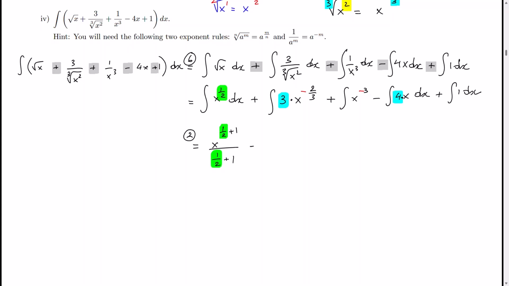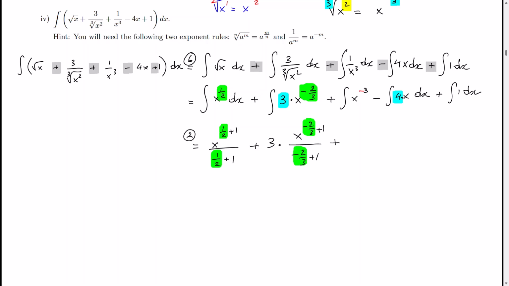Now the 3, supposedly, I took it outside, and now I'm just looking at x to the negative 2/3. Again, it's going to be a fraction with the existing power, which is negative 2/3, and we need to add 1 to it, and we divide by the same exact quantity. It used to be negative 2/3 in the exponent. We are going to do the same thing that we did for the first term, just add 1 to it and divide by the same number.